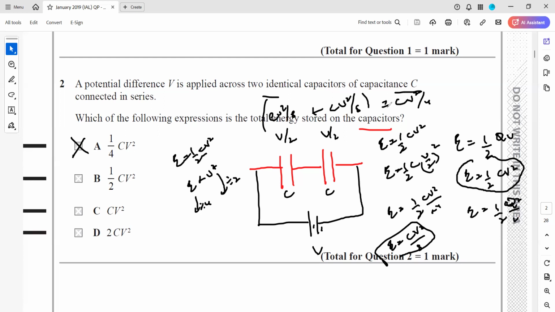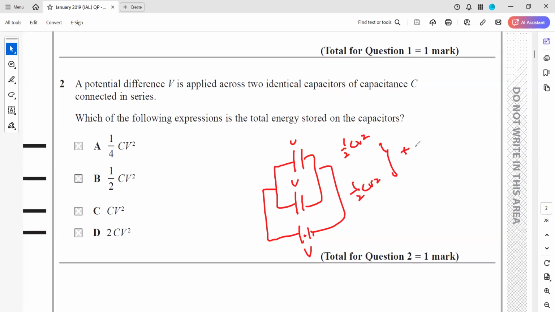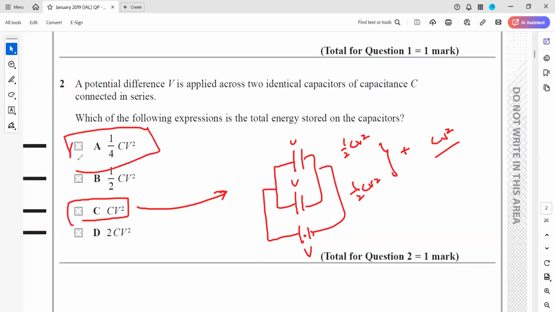Is this clear? If the same question asked for the total energy stored by the capacitors in parallel, what would happen? They would receive the same voltage, because voltage is the same in parallel. If the voltage is V, both will have voltage V, so the energy stored will be half CV square in each. When you add them, it becomes CV square. So in that case, CV square would be the answer if they were in parallel. But when they're in series, it is 1 by 4 CV square.